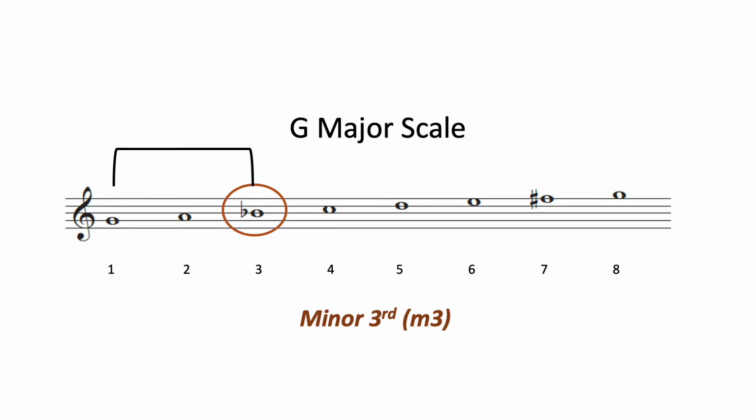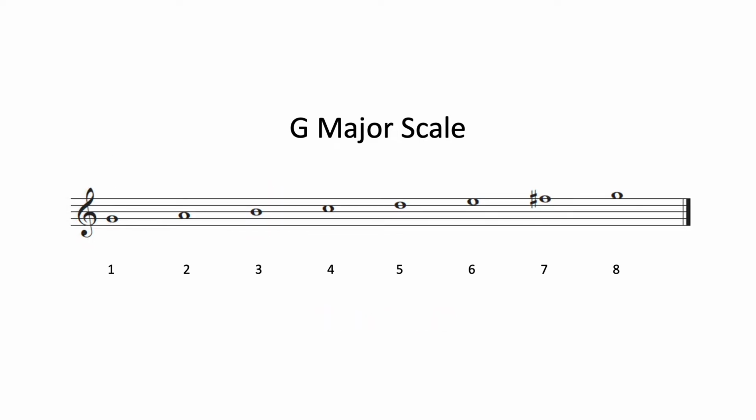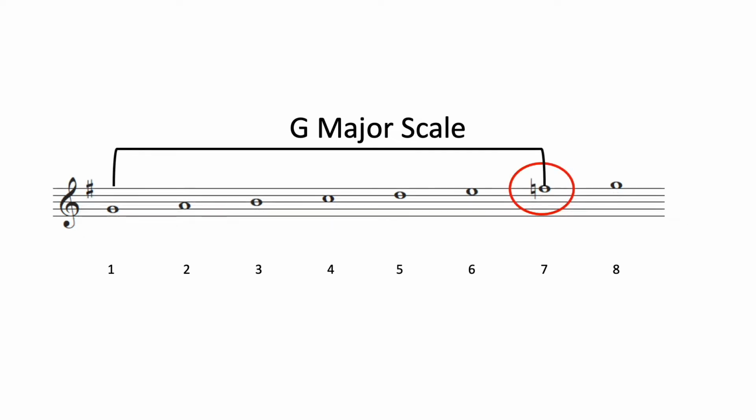All right, let's do another one. How about this seventh? Okay, now notice that the F sharp became F natural. Same thing. G to F sharp is a major seventh. But if it becomes F natural, well, then that becomes a minor seventh. Now notice that the minor is indicated with a small or lowercase m to indicate minor.